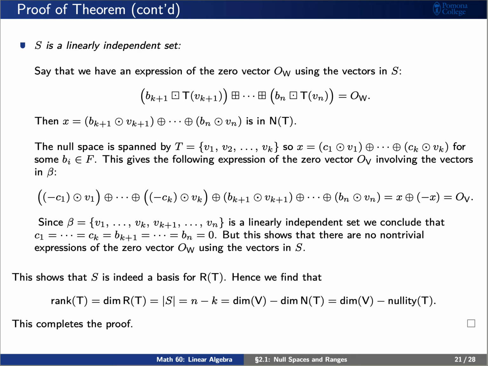So now we can simply count. The rank of T is the dimension of the range, but this, of course, is the number of elements in this basis S, which we just said was n minus k. n now is the dimension of our domain V, and k is the dimension of our null space N of T. So this means that the rank of T is equal to the dimension of V minus the nullity of T, which completes the proof.